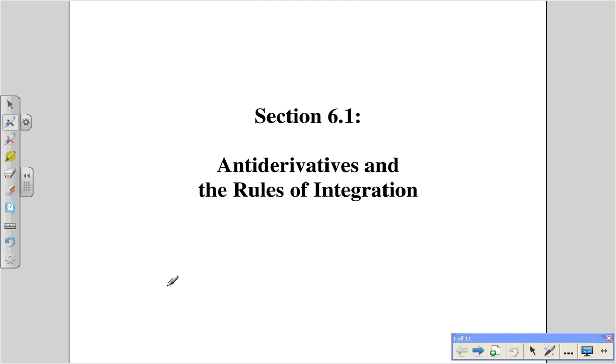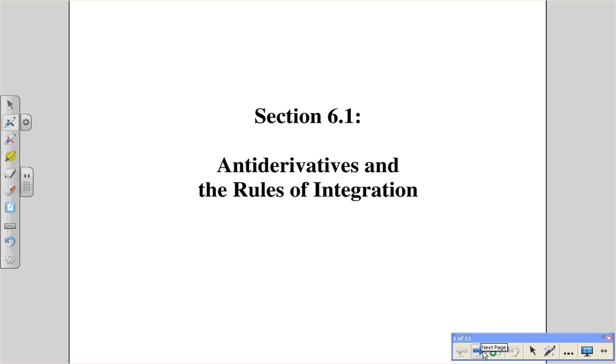In this section, we're going to be discussing antiderivatives and the rules of integration. What we've done in the past is we've taken derivatives, and the derivative was the slope of the tangent line.